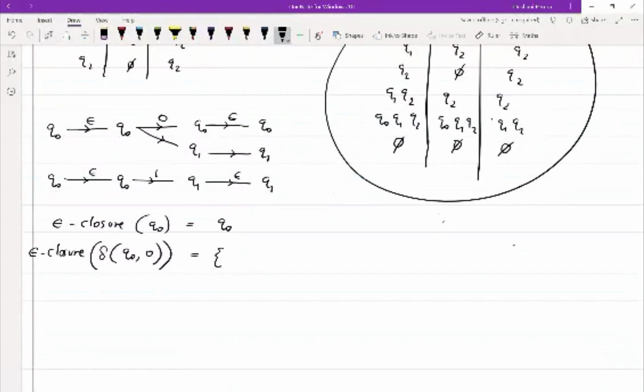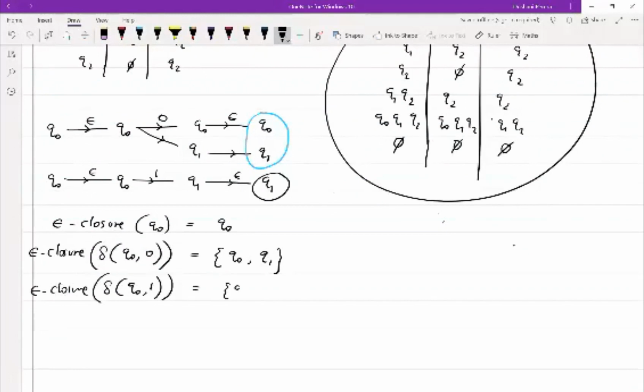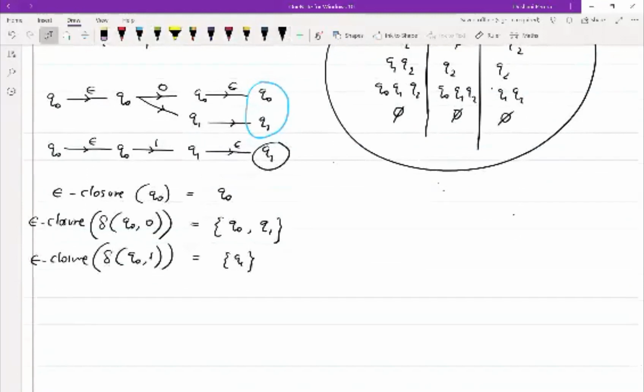We get Q0 and Q1. That is this result. Similarly, if we look at the other one, when I put Q0 with 1, the resulting epsilon closure of that was this answer, which is Q1. Now using these, I'm going to draw the DFA up until that moment.